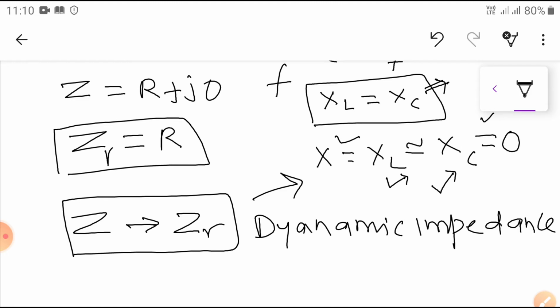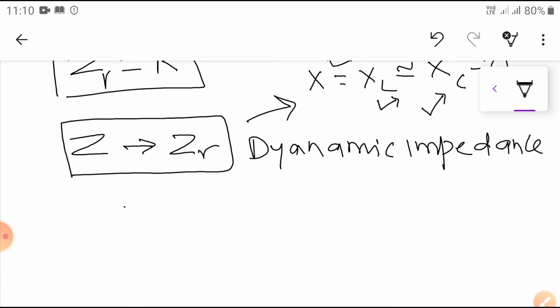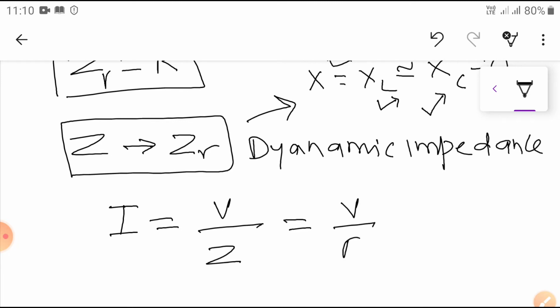At that condition, what is the current? As we know, the current in the previous case is V by Z. Now it becomes V by R only. Whatever the ohmic value offered by the X value becomes 0. Then due to this, the ohmic value decreases, and now the current value increases.